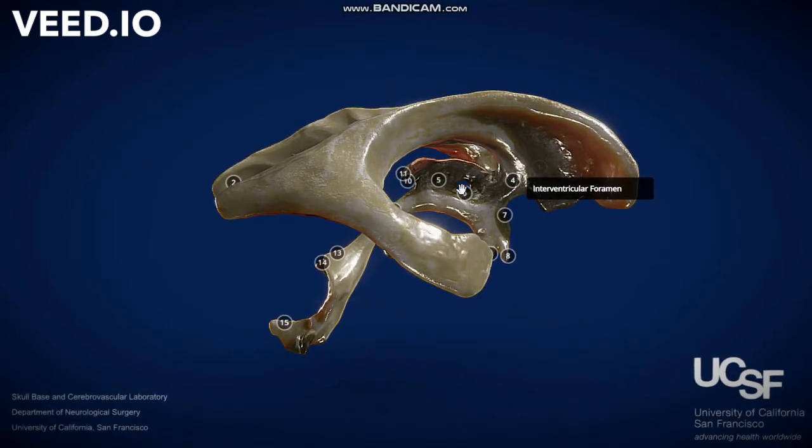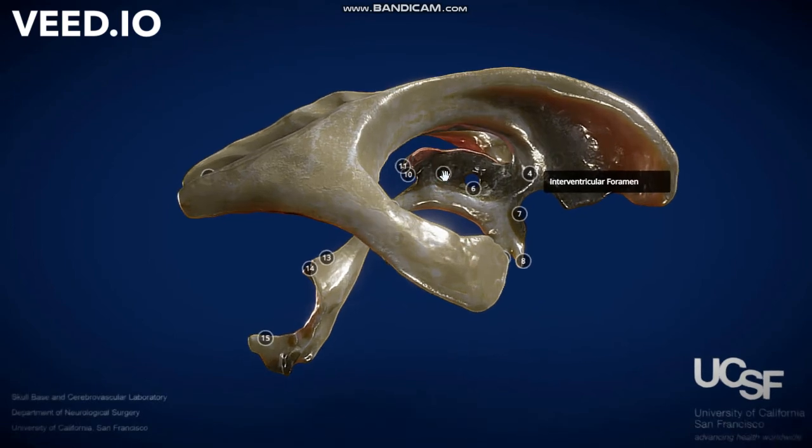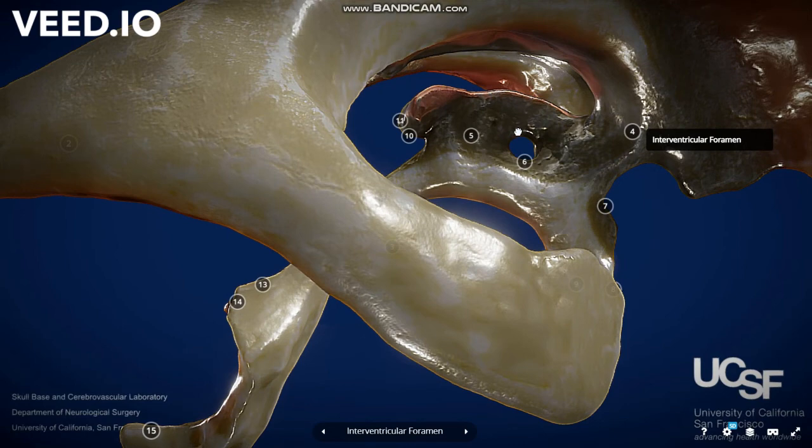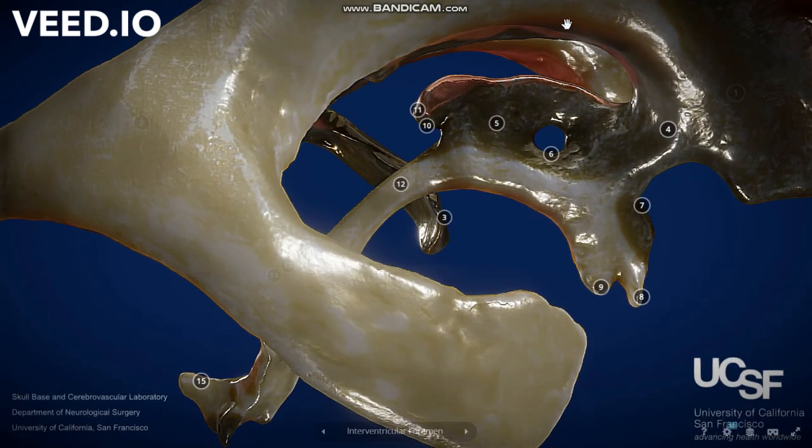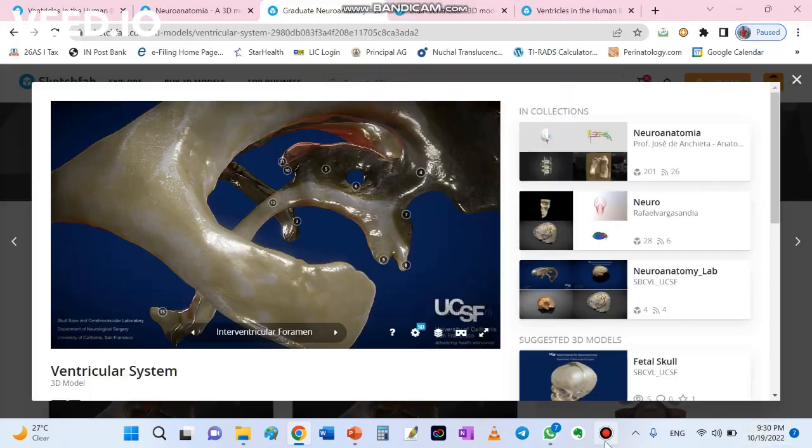And choroid plexus will be in the roof of the third ventricle, and lying in the floor of the lateral ventricles you will find the choroid plexus, which will secrete CSF. So this is a brief introduction.